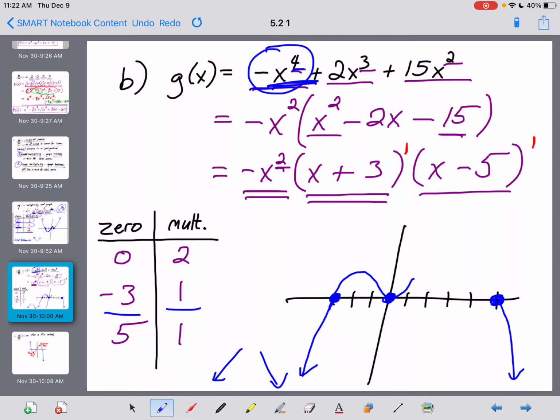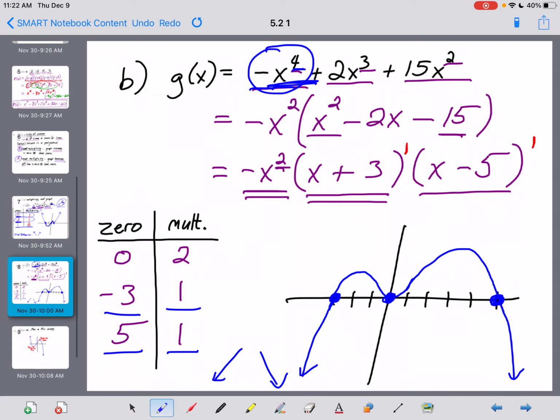And the last one we have to consider is 5, where the multiplicity is 1. That's odd, so that means that the graph is going to cross through the x-axis there and continue on down into the fourth quadrant. So again, you guys, we're just coming up with rough sketches right here. These are not super accurate graphs, but that's more or less what this graph looks like. Okay, hopefully not too bad.